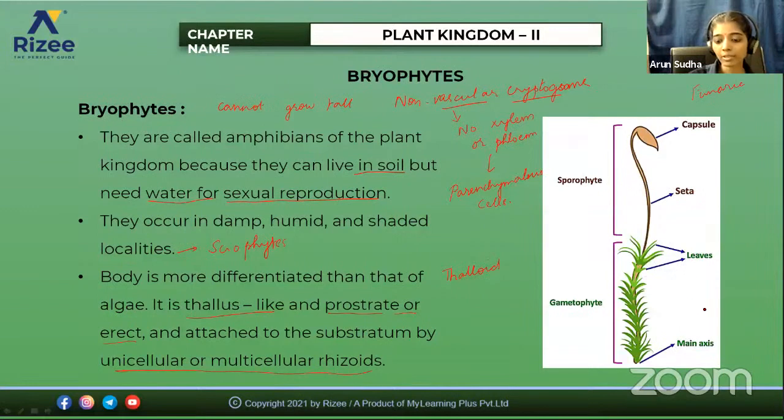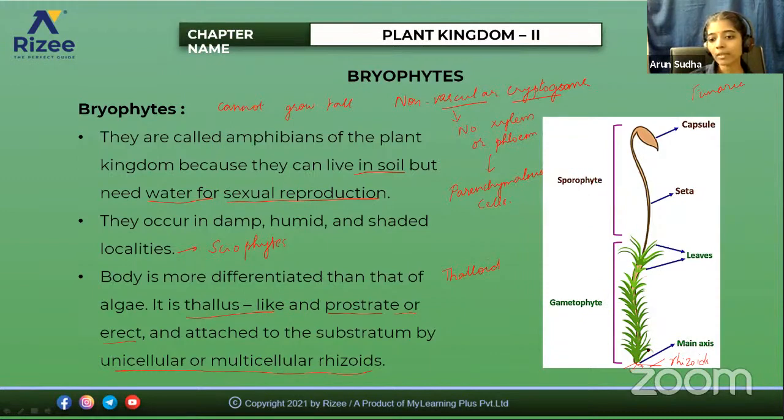So here actually the main axis is attached to the substratum, either soil or rocky places, by means of rhizoids. They are root-like structures. They are not real roots. And it consists of two phases. One is the gametophytic phase and the other is the sporophytic phase.